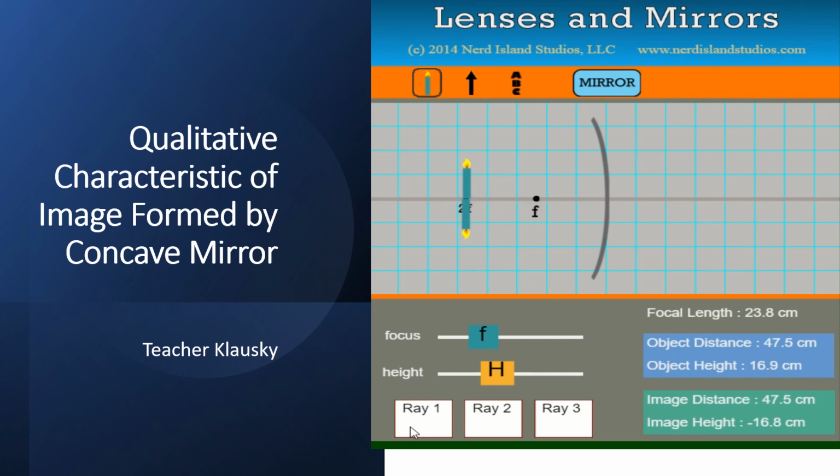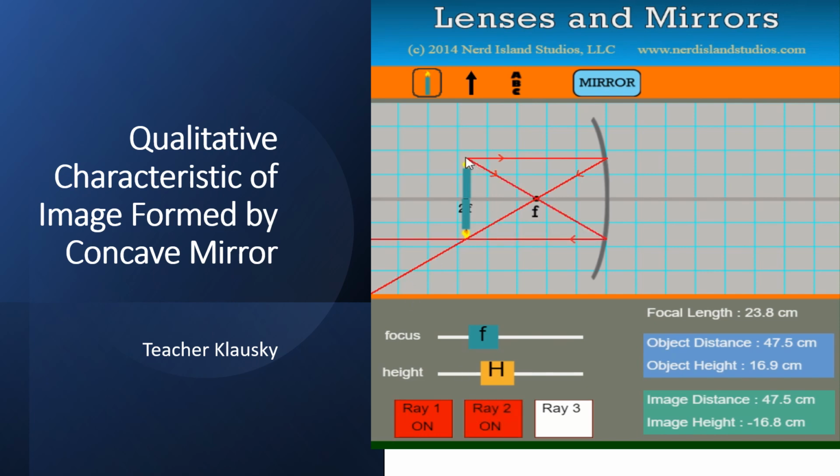Okay. Now this is the first ray. The ray is coming from the tip of the object. So this is the incident ray, light coming from the candle, and it hits the surface of the mirror. Once it hits the surface of the mirror, it will be reflected towards the focal point. So this will be ray 1.